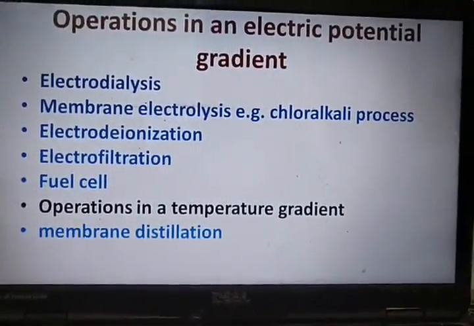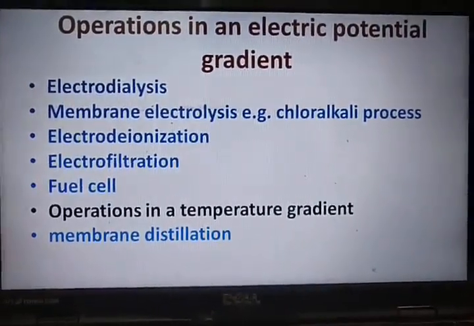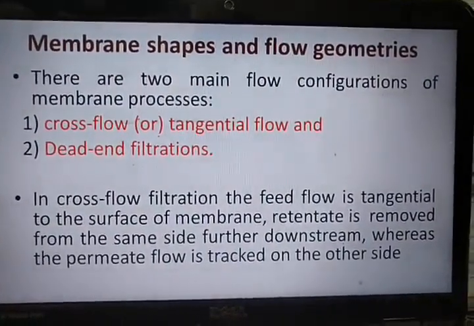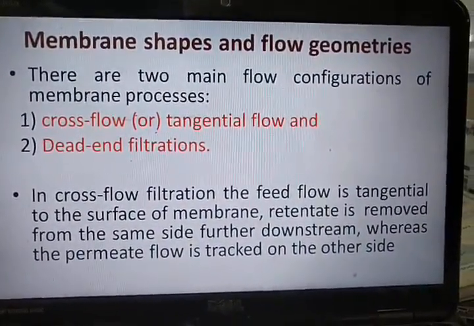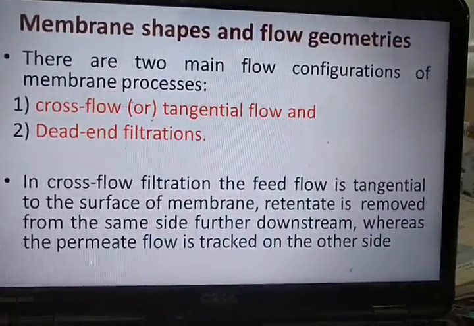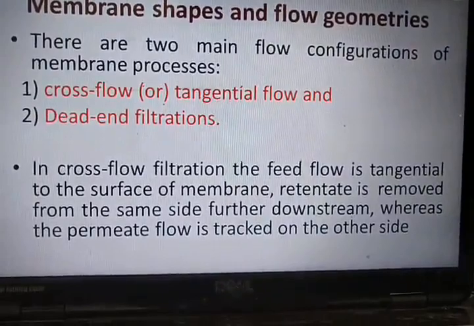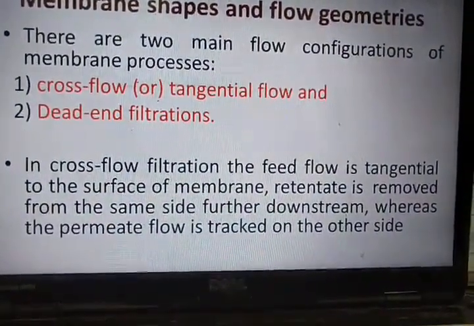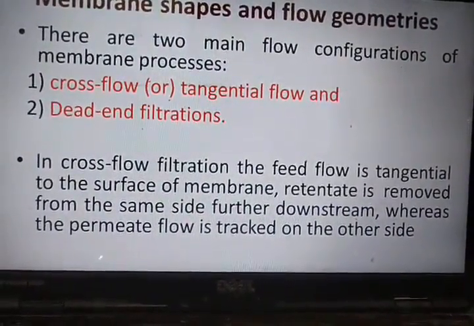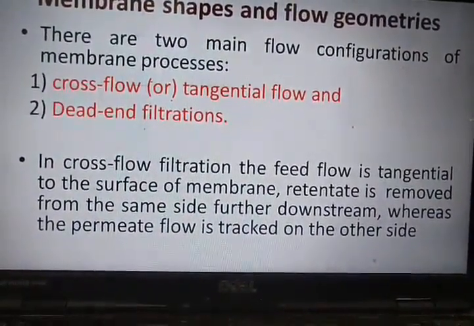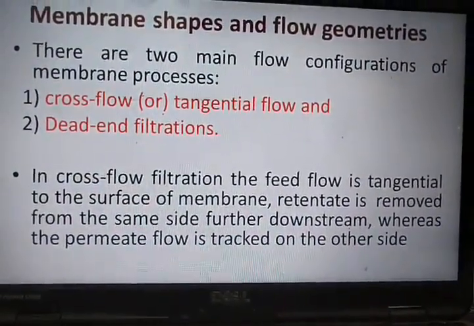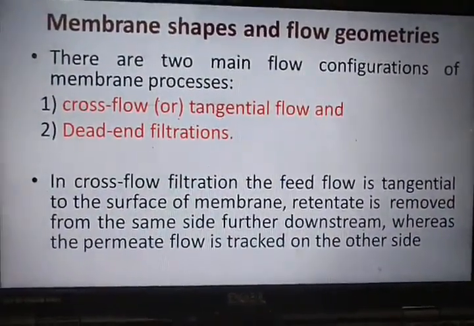So we are concerned more with the pressure driven applications because those are used mostly in the treatment of water. Then there are mainly two flow configurations of the membrane processes. The first one is called cross flow or tangential flow, and the second one is dead end filtration. In cross flow filtration, the feed flow is tangential to the surface of the membrane. The retentate is removed from the same side further downstream, whereas the permeate flow is tracked on the other side. Okay, you can see this clearly in the diagram.